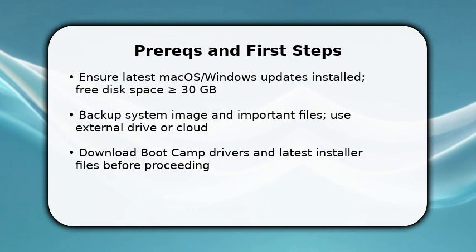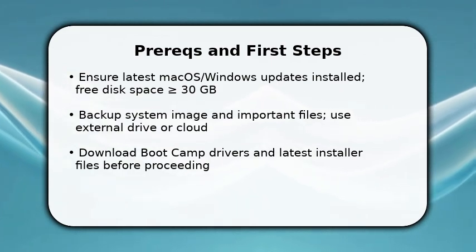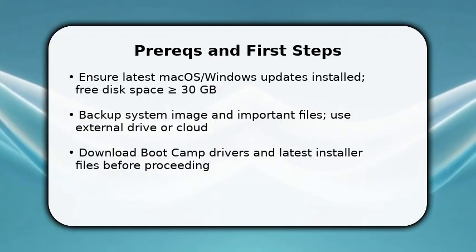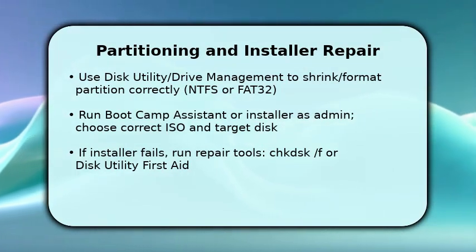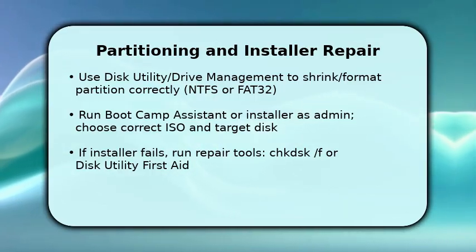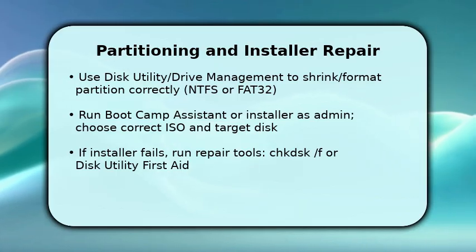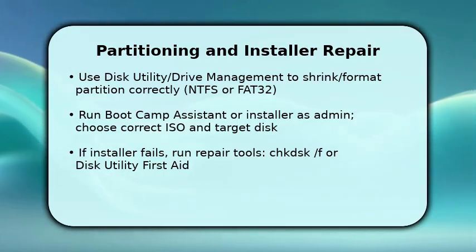You now create the Windows partition and prepare the installer image. This is where most issues arise. Shrink and format the target partition using Disk Utility or Drive Management, selecting NTFS if Windows requires it. Incorrect formatting causes installer errors. Run Bootcamp Assistant or the installer as an administrator and point to the exact ISO and target disk. If the installer errors, run chkdsk.